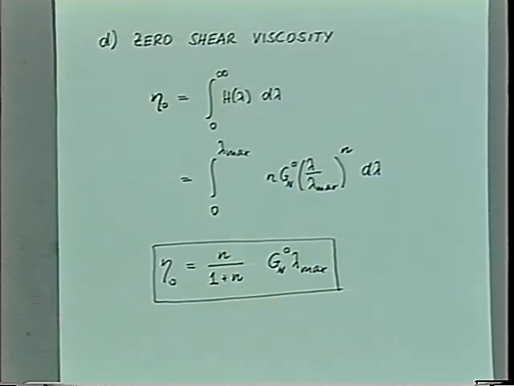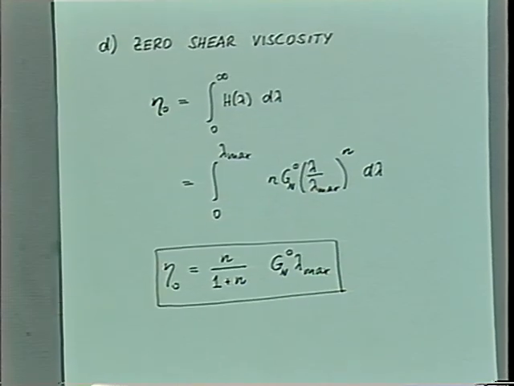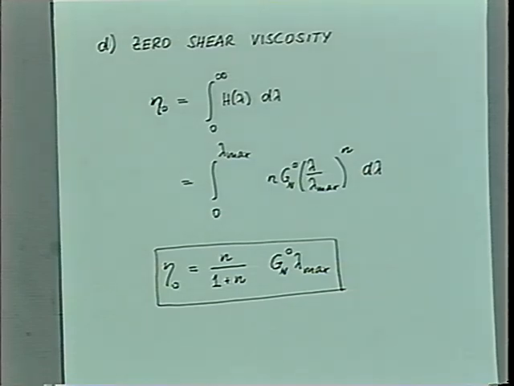But now let's invert this. See, we never really knew where the longest relaxation time was. You know, it's not at the crossover of G prime, G double prime. It's somewhere at a frequency lower.